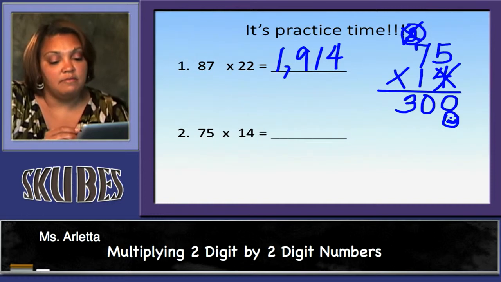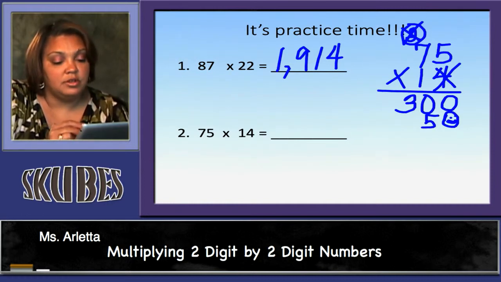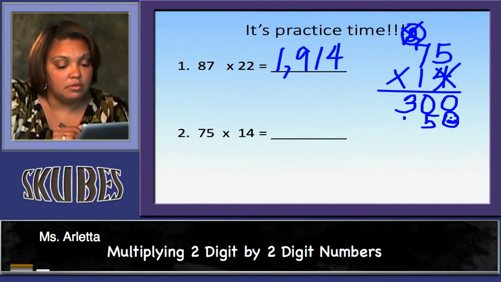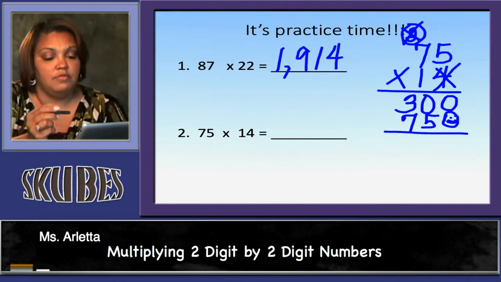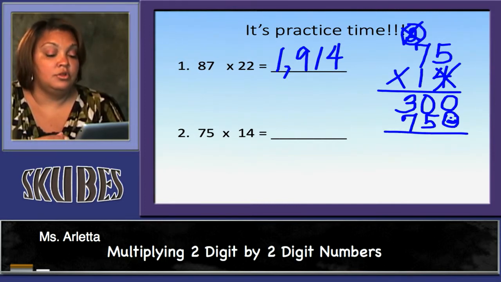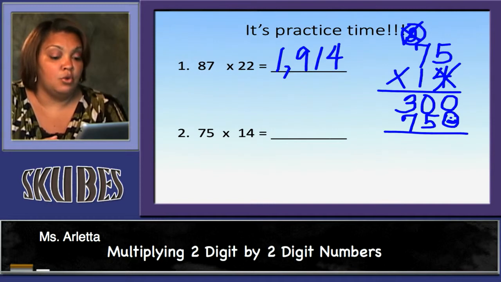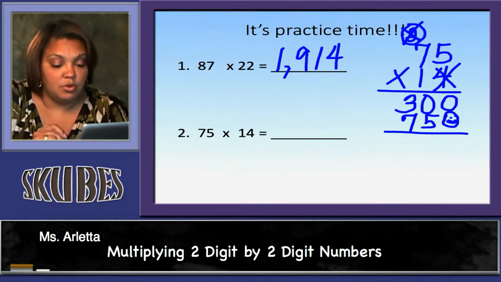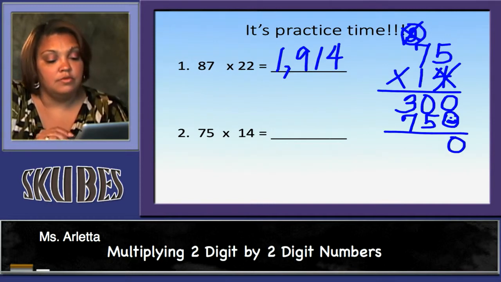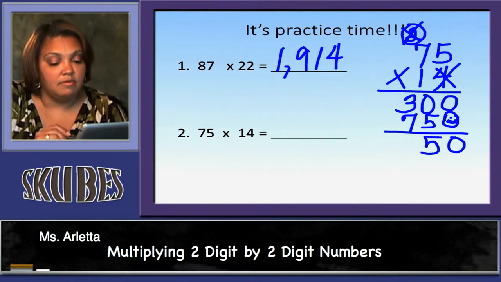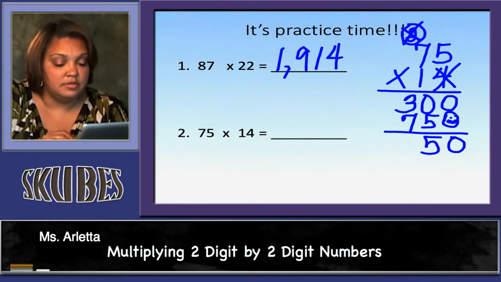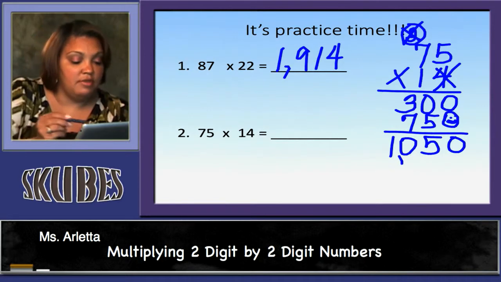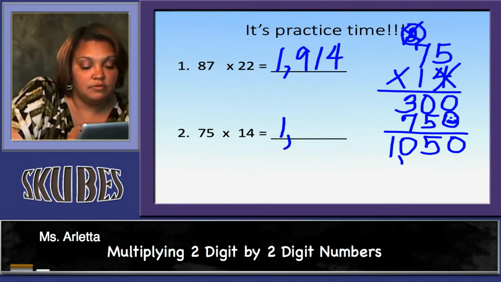1 times 5 is 5. 1 times 7 is 7. The numbers are directly underneath each other, so that means I can go ahead and add. 0 and 0 is 0. 0 and 5 is 5. 3 and 7 is 10. We have an answer of 1,050.